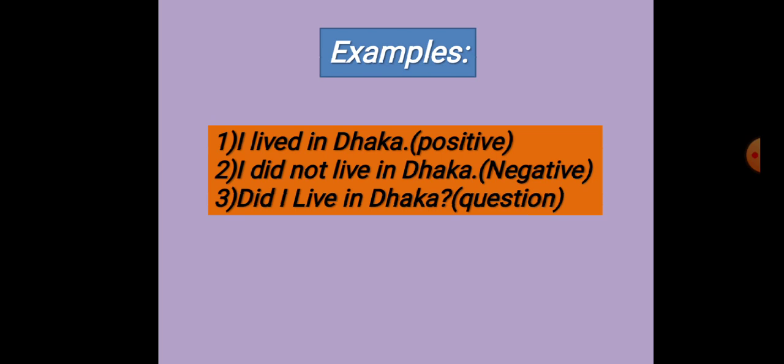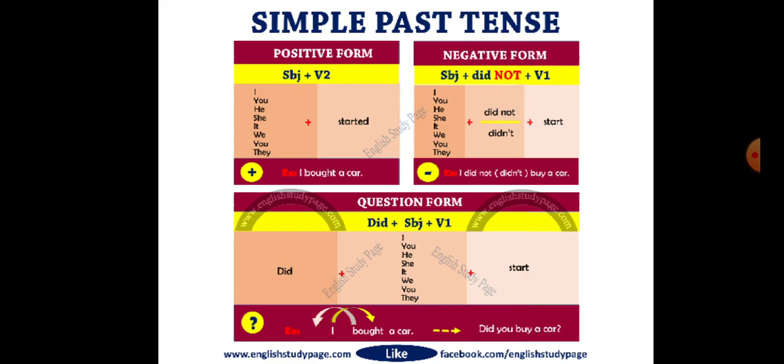Examples: I lived in Dhaka. This is the positive form. I did not live in Dhaka. This is the negative form. And did I live in Dhaka? This is the question form. These are the structures of positive, negative, and question form.